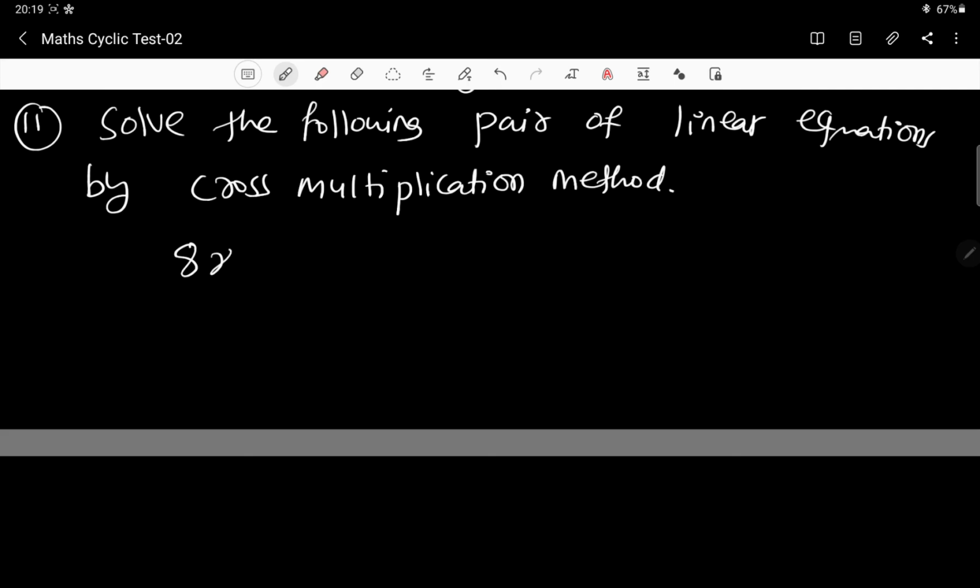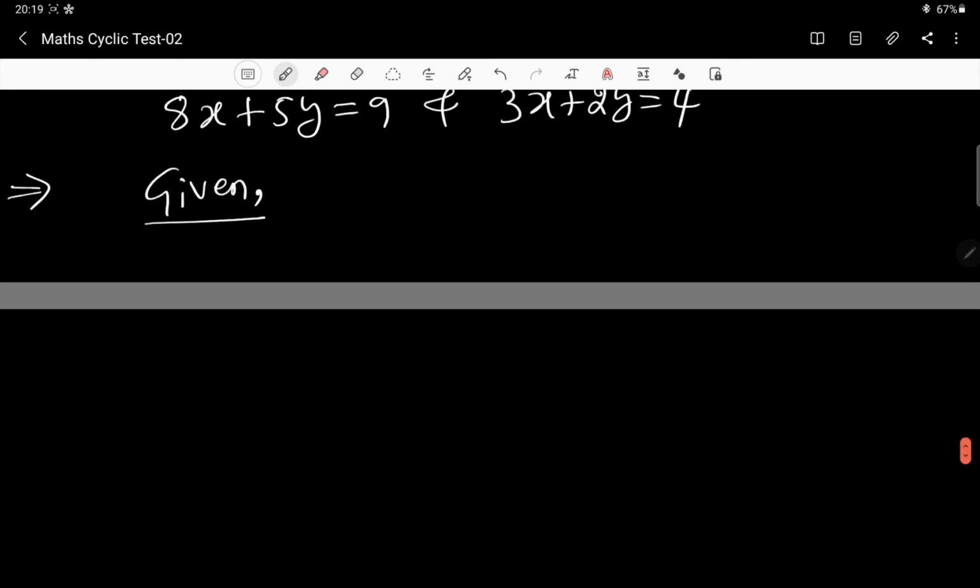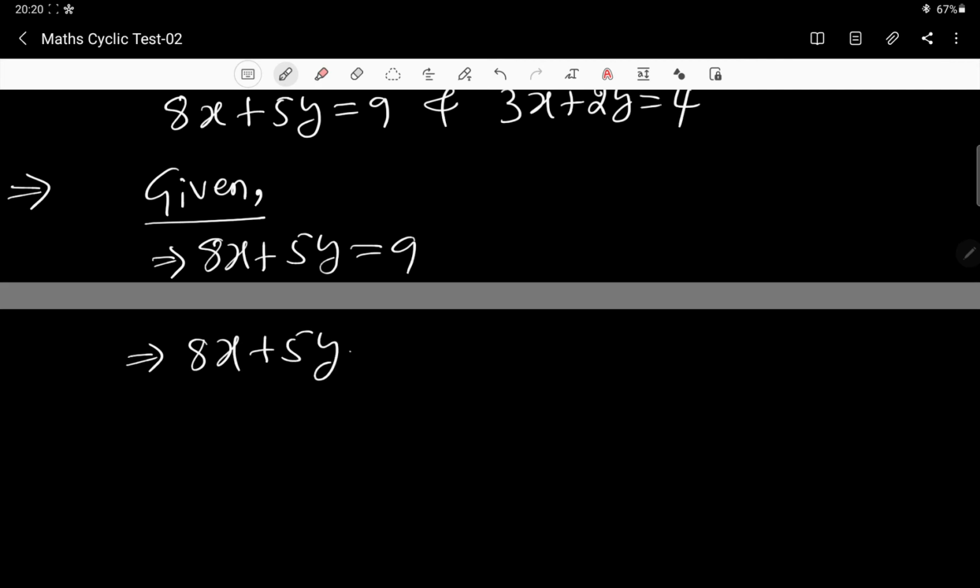Okay, so the equations are like this: 8x plus 5y is equal to 9 and 3x plus 2y is equal to 4. This is very, very important, dear children. Now this data must be brought into standard form. So what is the given equation? 8x plus 5y is equal to 9, so this has to be brought into the standard form, that is 8x plus 5y minus 9 is equal to 0.